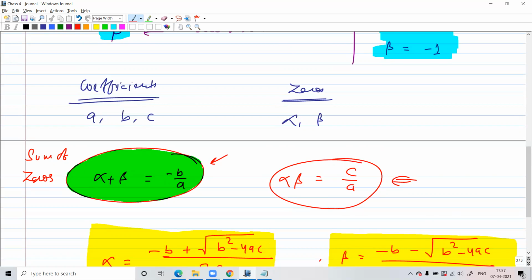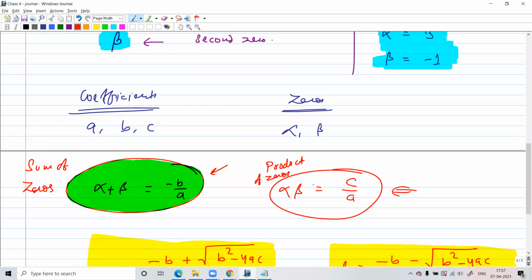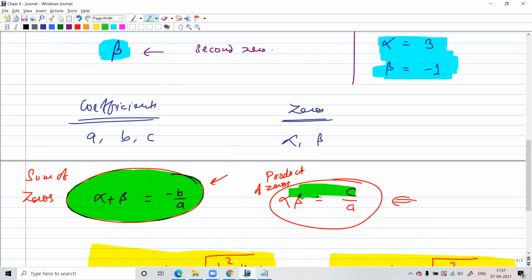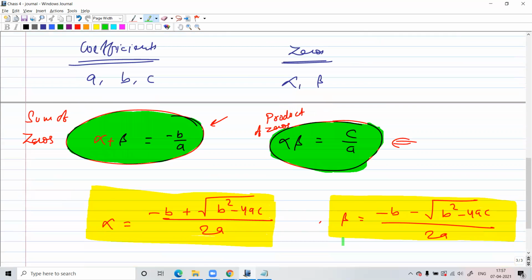Okay, and then alpha into beta means it is a product of zeros. So you will remember this as product of zeros. And that relation is very simple. It's C by A. Is that clear? How this came, the derivation, I'm going to tell you. But for now, let's start with easy things. Let's just understand the simple relation.